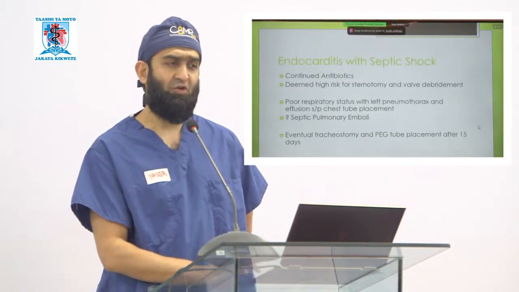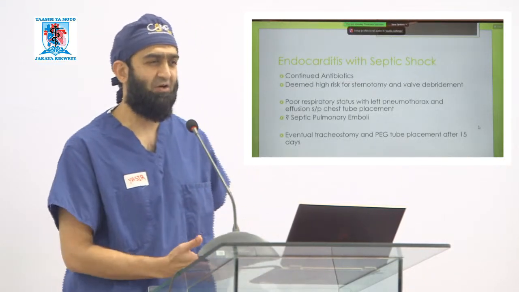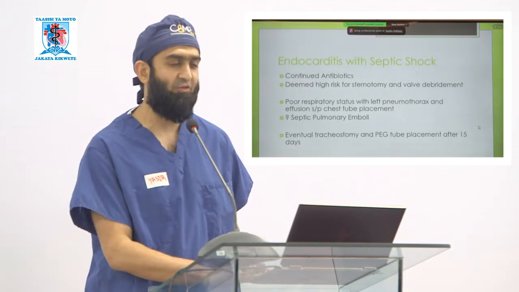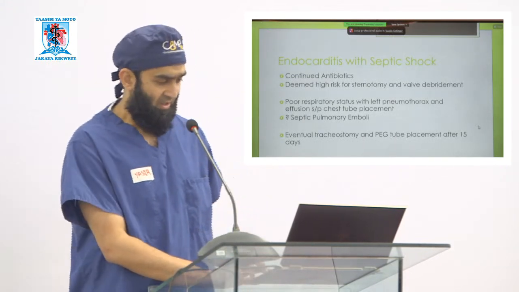Continued antibiotics. The surgeon says she's too high risk, her platelets are less than 10,000, she'll bleed to death, we're not going to operate on her. Poor respiratory status, she had left pneumothorax, septic pulmonary emboli, eventually had a tracheostomy, a PEG tube placement, a G tube for feeding. So she was in poor condition. And this is after 15 days of care.